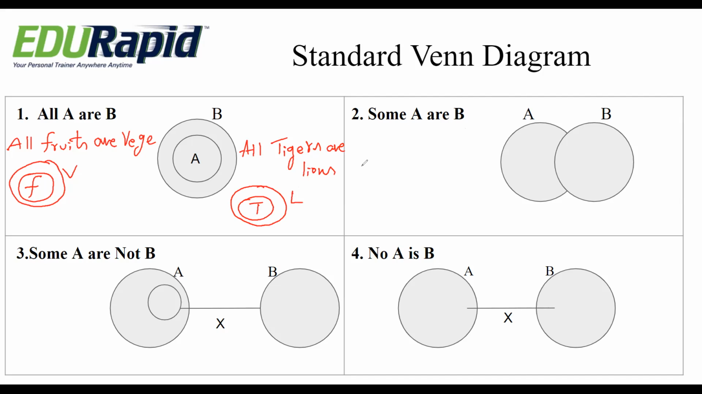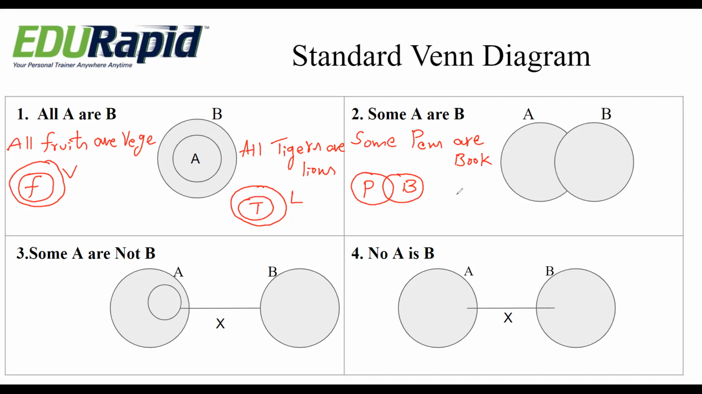Coming to the second one, some A are B. That means both the circles should be connected to each other. Like this, some A are B means both circles are connected. Okay, I'll give an example. Some pens are books. Okay, circle P and circle B are connected to each other. That is, some pens are books.